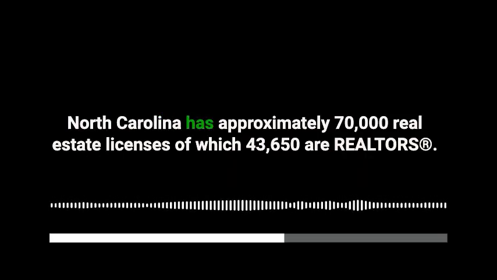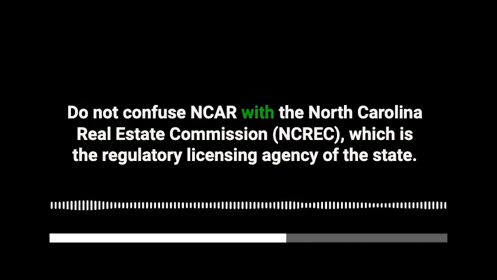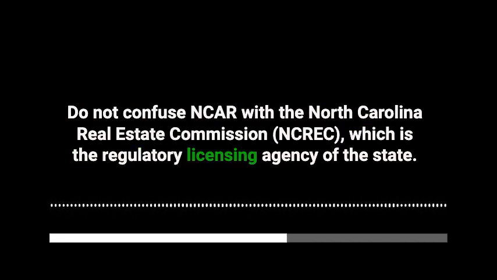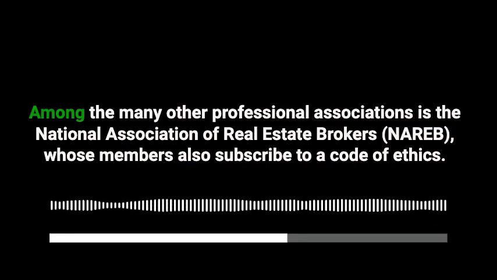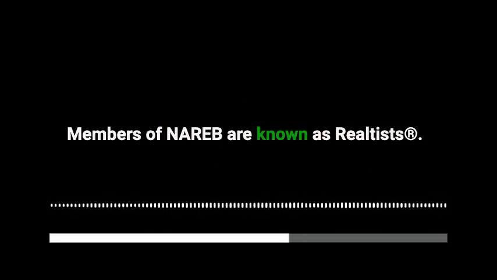North Carolina has approximately 70,000 real estate licenses, of which 43,650 are realtors. Thus, all realtors are brokers, but not all brokers are realtors. Do not confuse NCAR with the North Carolina Real Estate Commission, which is the regulatory licensing agency of the state. Among the many other professional associations is the National Association of Real Estate Brokers, whose members also subscribe to a code of ethics. Members of NAREB are known as realtists.